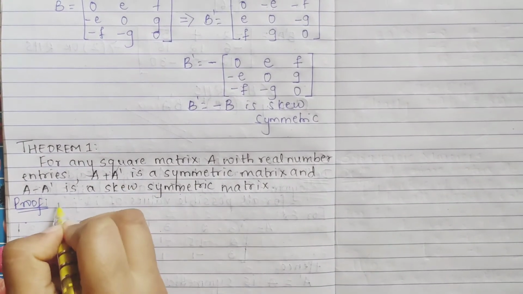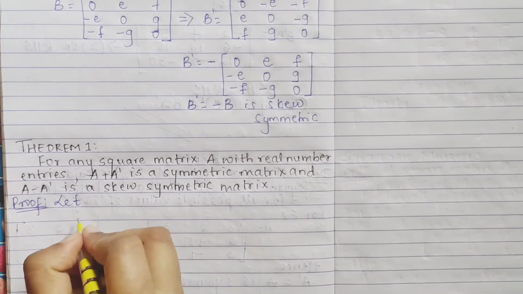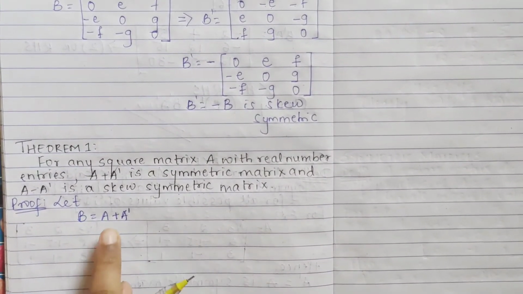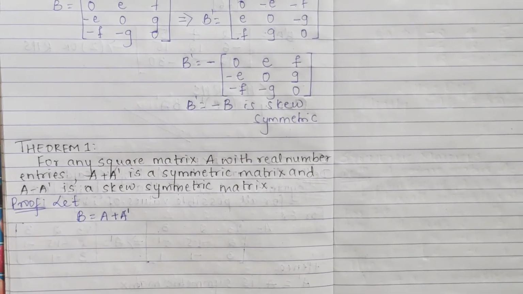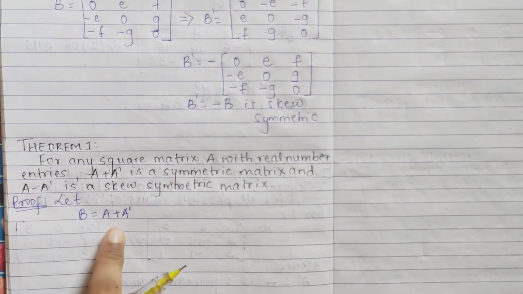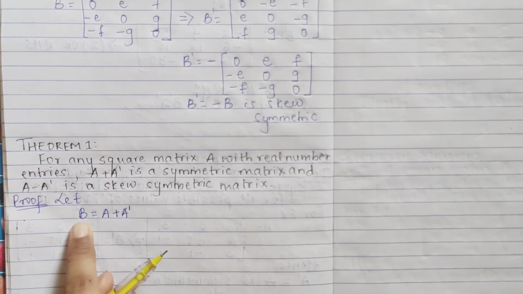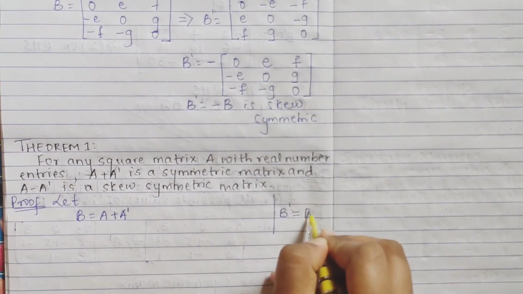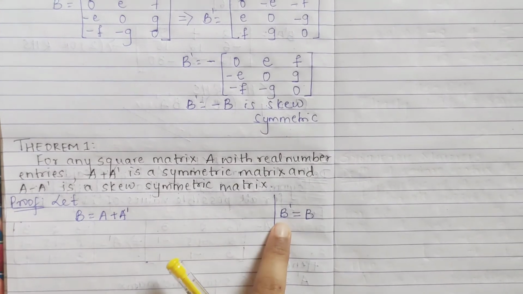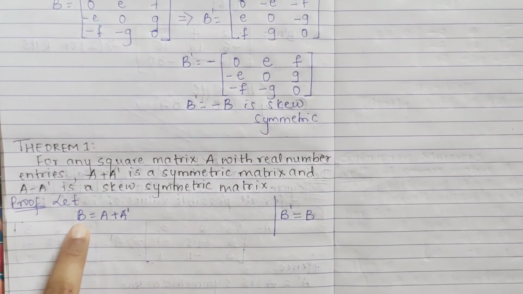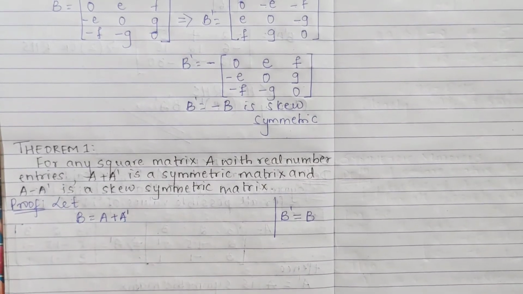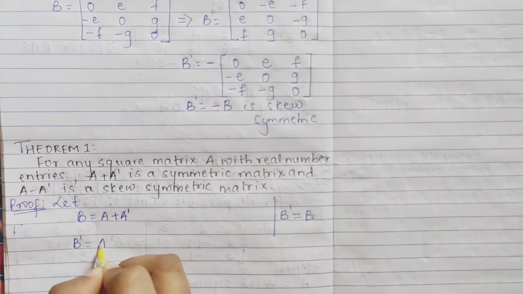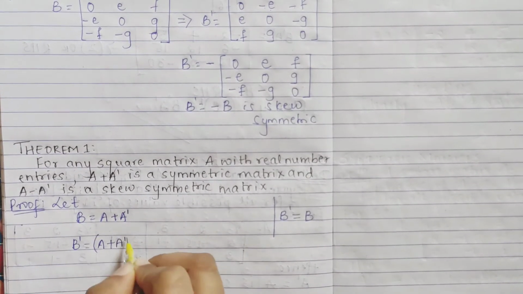So proof, whatever they have given, I'll take this as B. Let B be equal to A plus A transpose. So this I have to show is a symmetric matrix. So B, I have this. And what does a symmetric matrix tell? It tells B transpose should be equal to B, right? A symmetric matrix tells this, B transpose should be equal to B. So we have here B they have given. We'll first find our B transpose. So you can write B transpose. See, B's elements are what? A plus A transpose whole transpose.